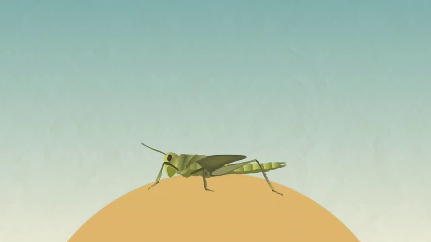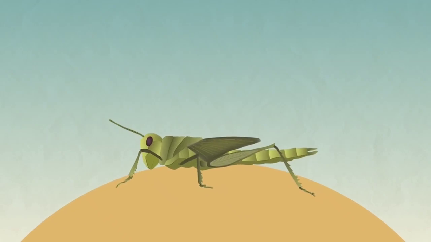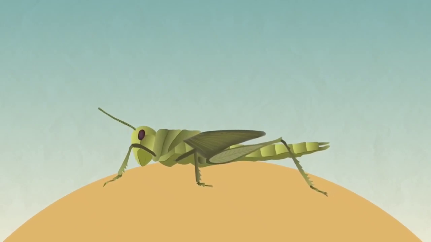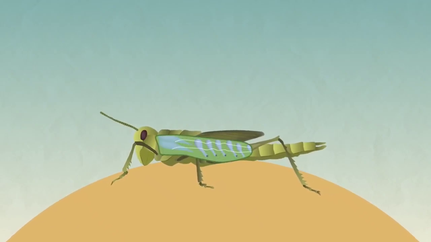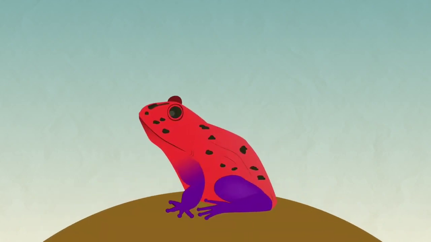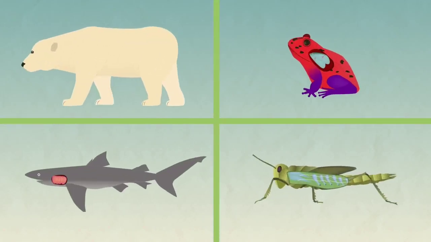What about this locust? It is an insect, and a lot of insects use a system of tubes called a trachea for exchanging gases. Amphibians, such as this poison dart frog, also have lungs like mammals, but can get some oxygen through their moist, permeable skin as well. These are all special in their own way, but they also have a few things in common which make them good at exchanging gases.